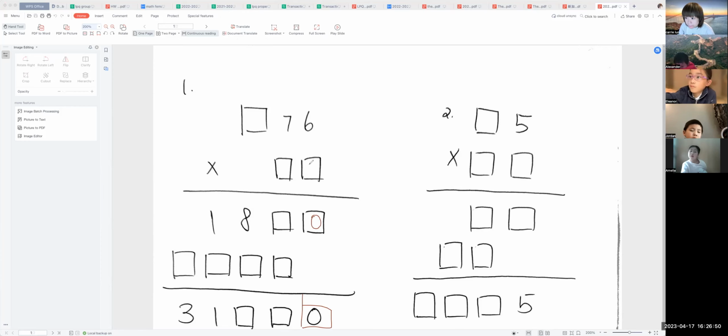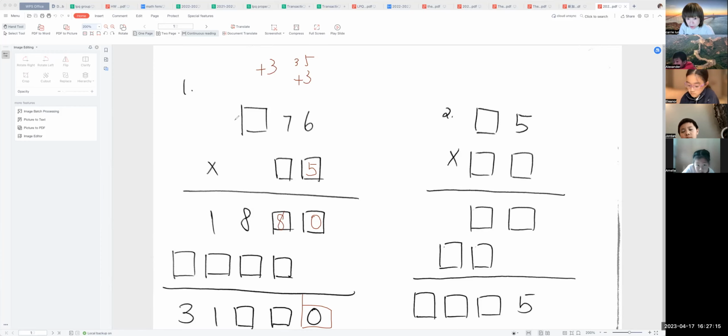Jordan, can you tell me? What number times 6 will have a 0 here? 5. Very good. Thank you. Eleanor, you know this as well, right? Amelia knows this as well. Very good. 5. 5 times 6 equals 30, carry over 3. So 5 times 7 equals 35. So here will be 8 and carry over 3.